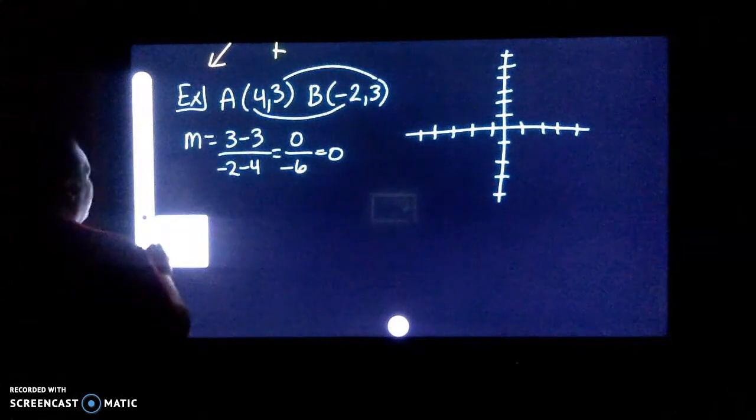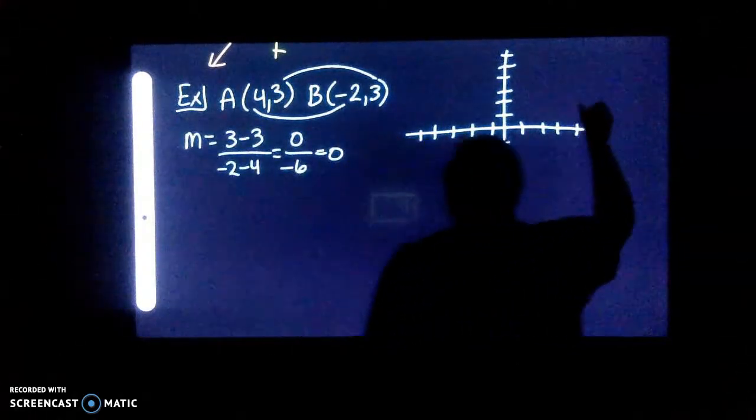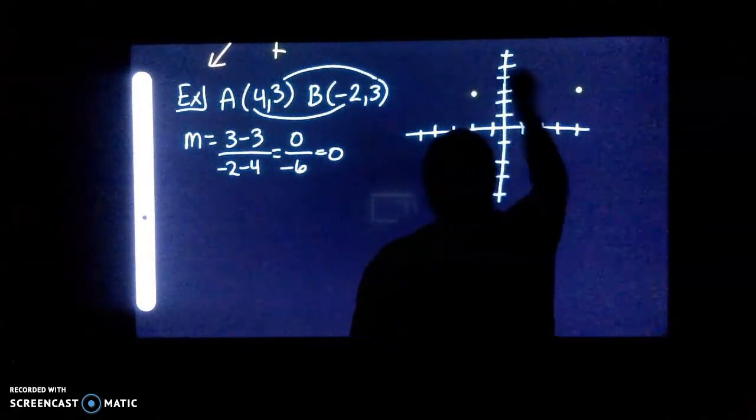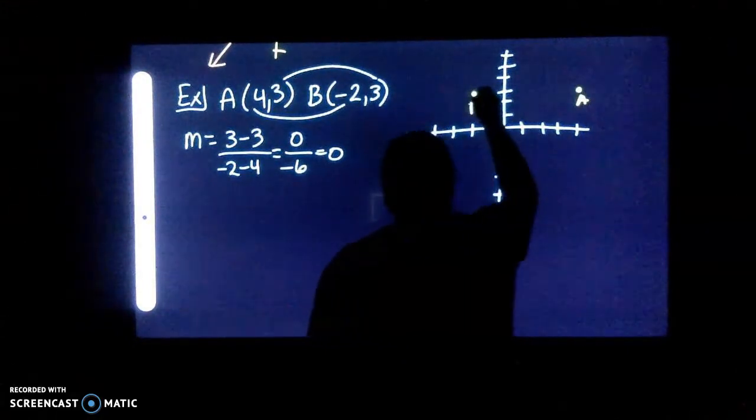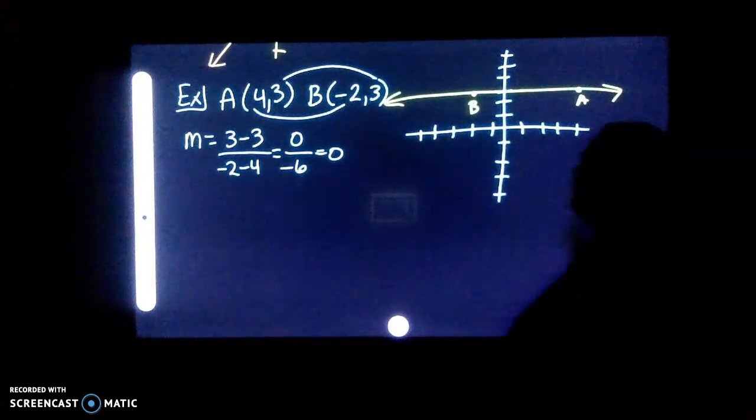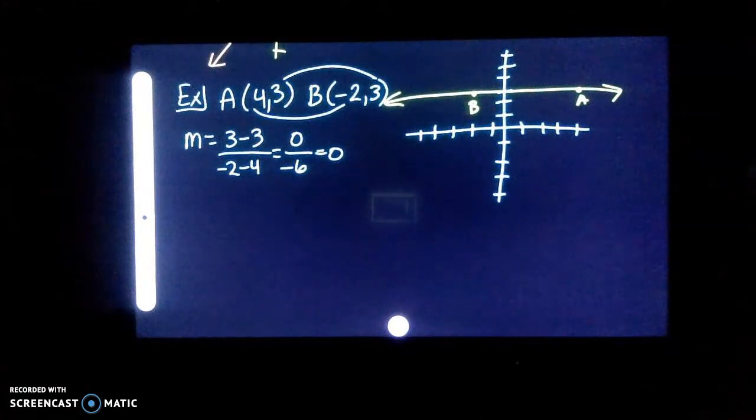So I go ahead and I graph my points. I have (4, 3) and (-2, 3), A and B, and I draw the line that goes through both points. And sure enough, it's a horizontal line, just as I predicted.